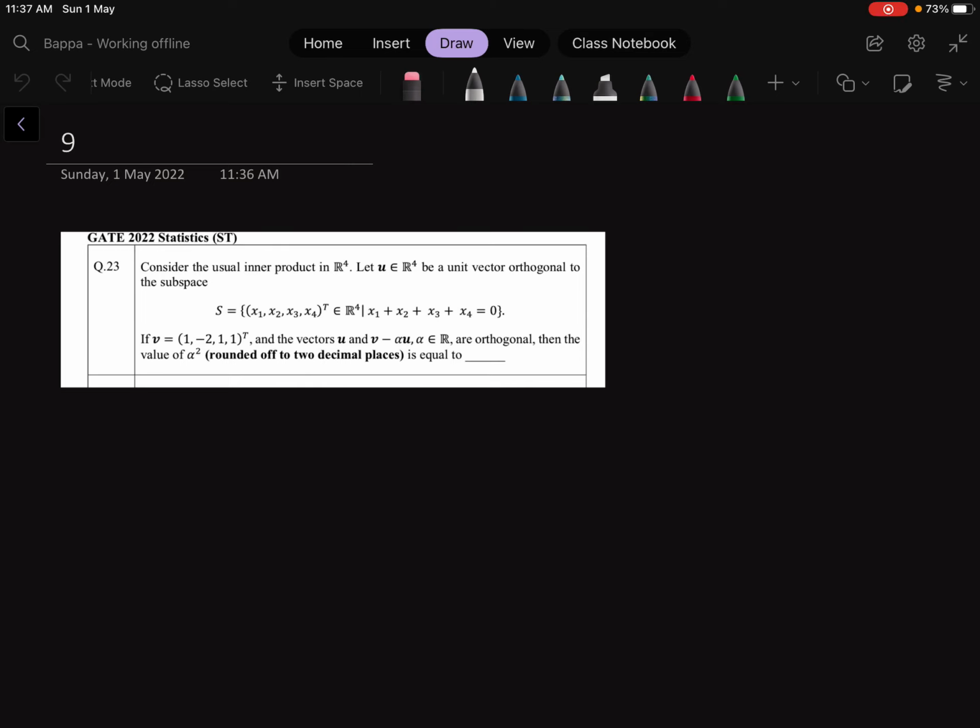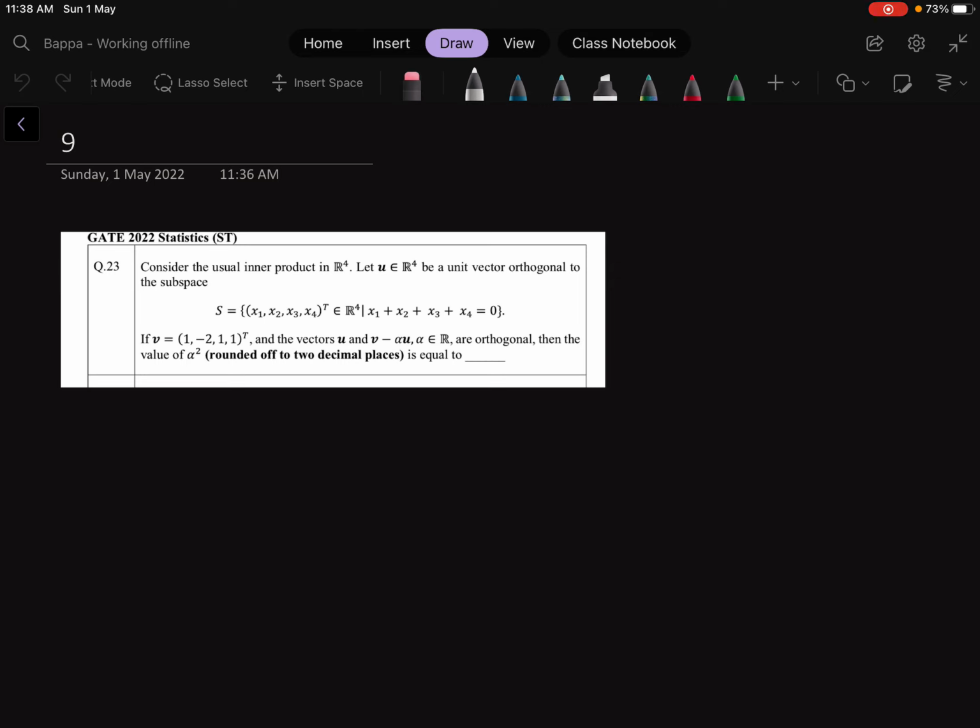So this is GATE Statistics question 2022, question number 23. It says consider the usual inner product in R4, with u in R4 a unit vector orthogonal to the subspace S equal to x1, x2, x3, x4 in R4 such that x1 plus x2 plus x3 plus x4 equal to 0. If v equal to (1, minus 2, 1, 1) and the vectors u and v minus alpha u, for some alpha in R, are orthogonal, then what is the value of alpha square rounded up to two decimal places?